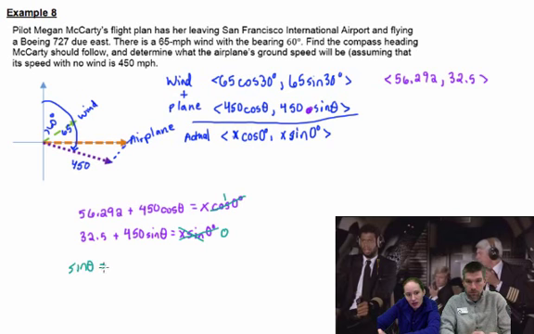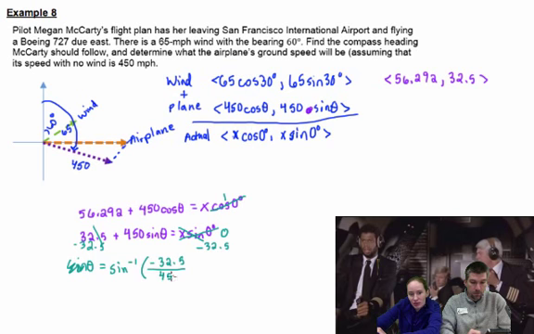Okay, so we have 0 over here. We need to subtract 32.5 and divide by 450. But arc sine of 32.5 divided by 450. I'm going to arc sine it. So theta is the inverse sine or arc sine of negative 32.5 over 450.